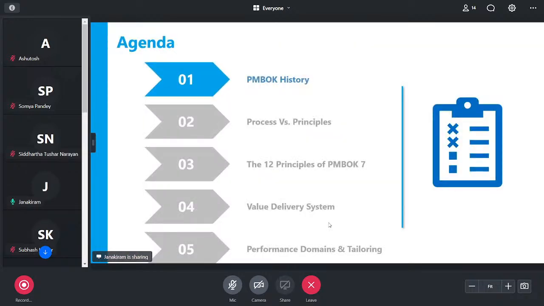So what is the agenda today? We'll quickly look at what the PMBOK history is. We'll understand what PMBOK is and what's the history behind it. PMBOK has a radical shift from a process-based approach in project management to a principles-based approach. We'll look at what the difference is and why we need a principles-based approach. We'll talk about the 12 principles that come with PMBOK 7, and then we'll talk about the value delivery system. And then finally, we'll talk about the performance domains and tailoring that gets mentioned in the PMBOK 7th edition.